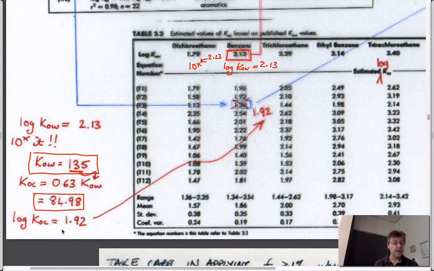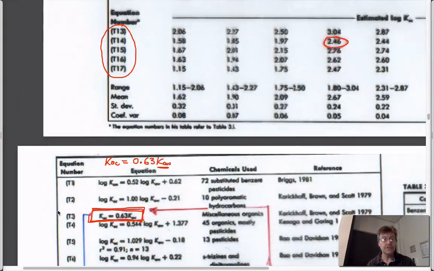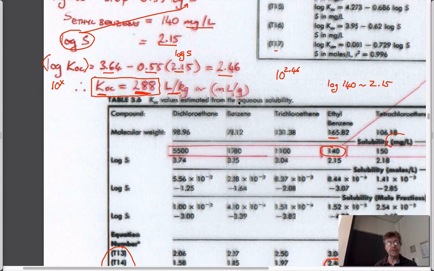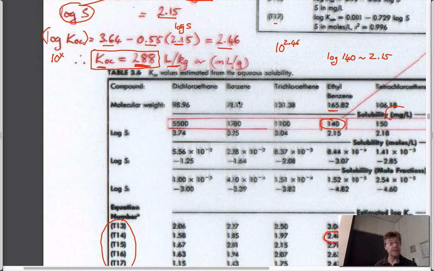And if you wanted to, we could take logs of that, which would give us the organic carbon partition coefficient, which is just what is tabulated here. And it turns out that the number is wrong in Fetter's book. It should be 1.92. That's neither here nor there. The real number we want is this 84.98. It has the same units as this, liters per kilogram or milliliters per gram, just dividing top and bottom by a thousand.